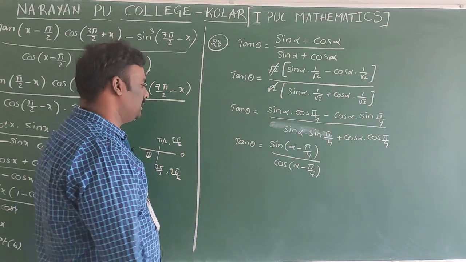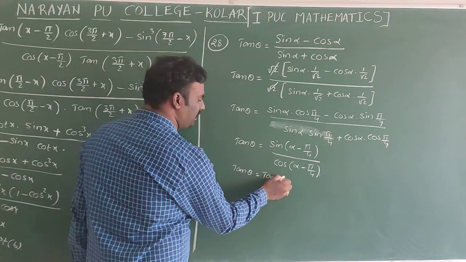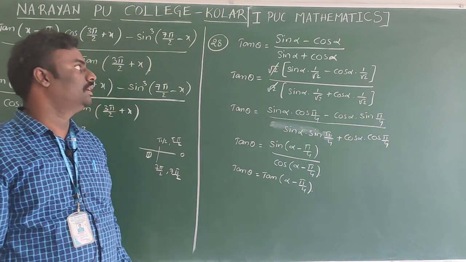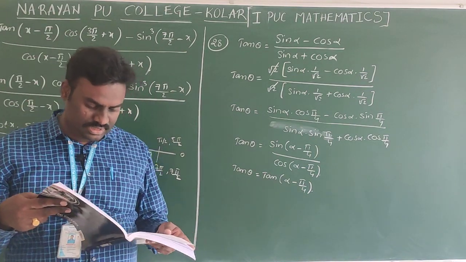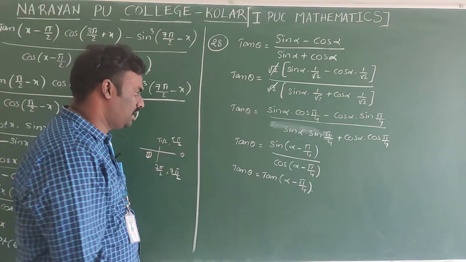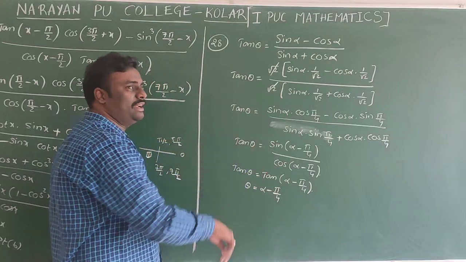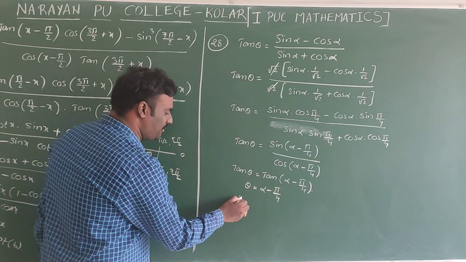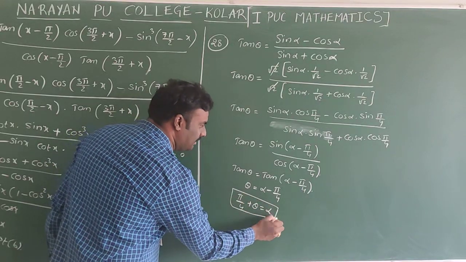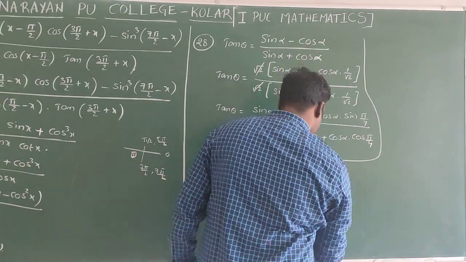Sin by cos, that is nothing but tan. Tan theta is equal to tan of alpha minus pi by 4. But in this we need to find sin alpha plus cos alpha. Now here theta equals to alpha minus pi by 4. You send minus pi by 4 that side, plus pi by 4 plus theta, that is alpha. Finally we got the angle.